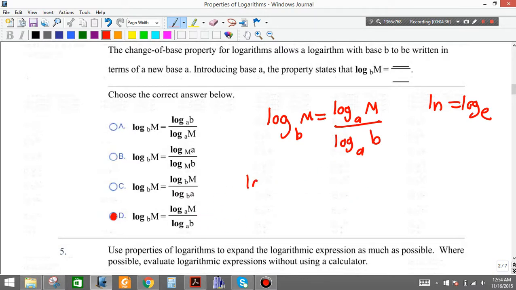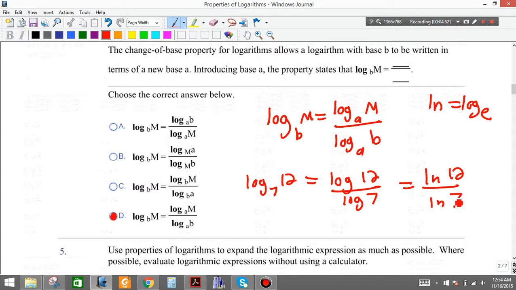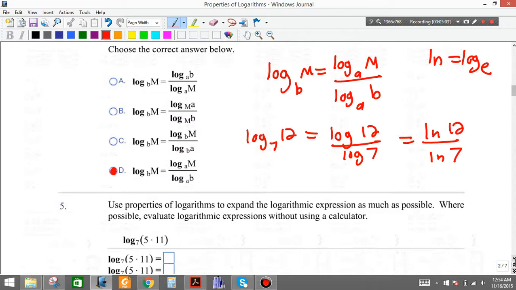So why is this important? Because if I wanted to know log base 7 of 12, then you can put in your calculator log of 12 over the log of 7. Or you can put the natural log of 12 over the natural log of 7. You can always find the log of any number to any base by using the logs in your calculator. And that's why the change of base is nice in that way.